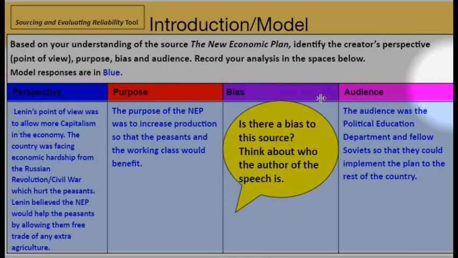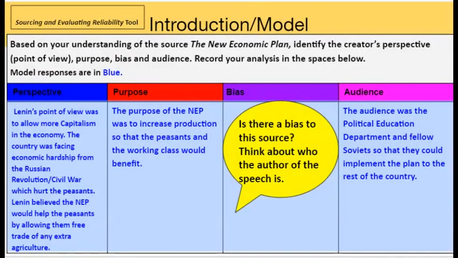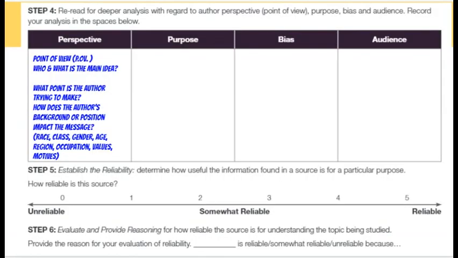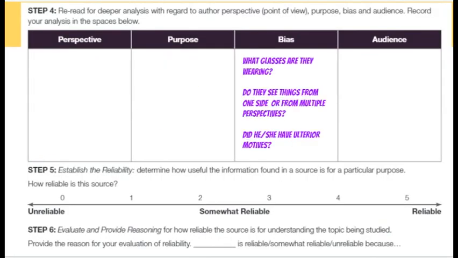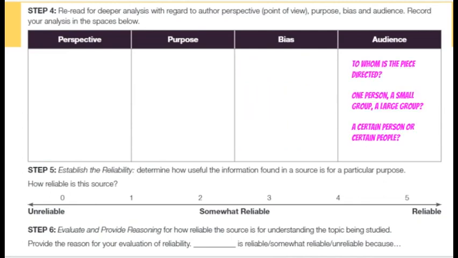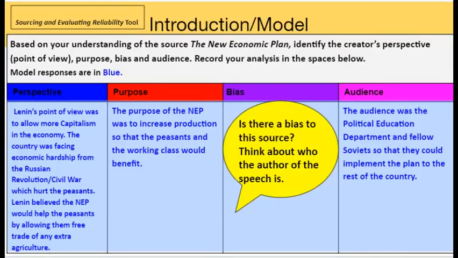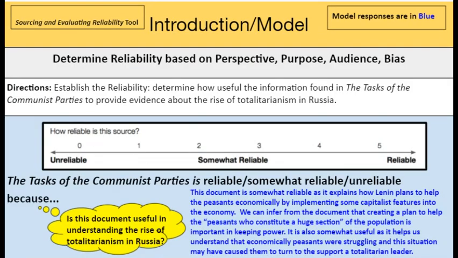Notice these colors up here match what we did before. The perspective is blue, purpose is red, bias is purple, and audience is pink. I just color coded it, and you might want to do the same thing for yourself whenever you use this tool. Because then the next step is you're going to have to give it a rating. Where does this come out?